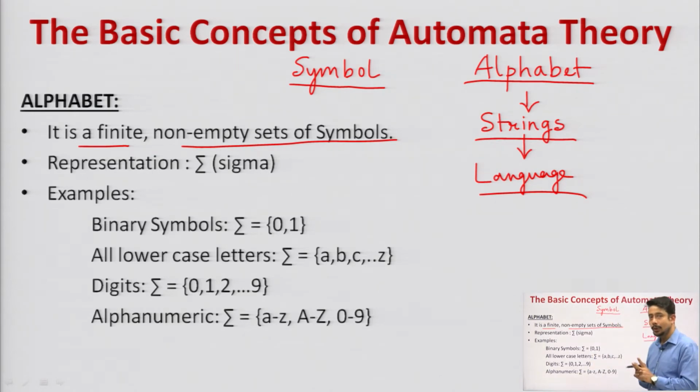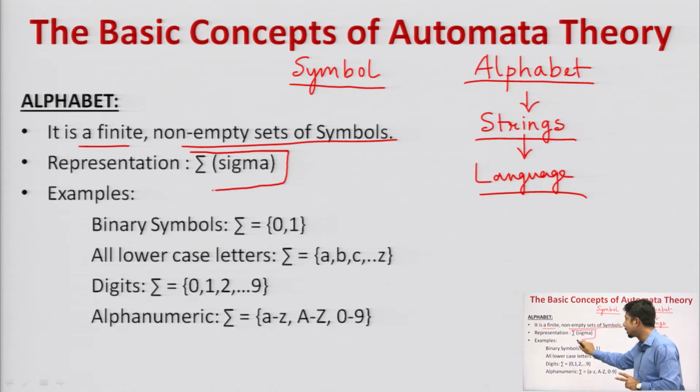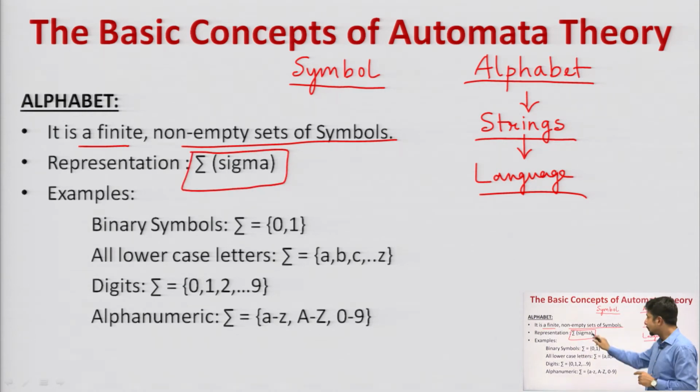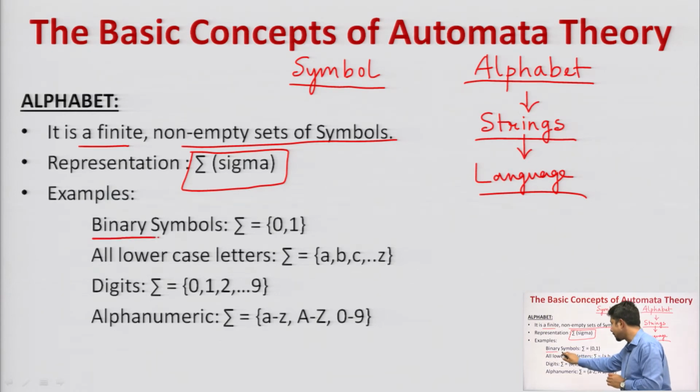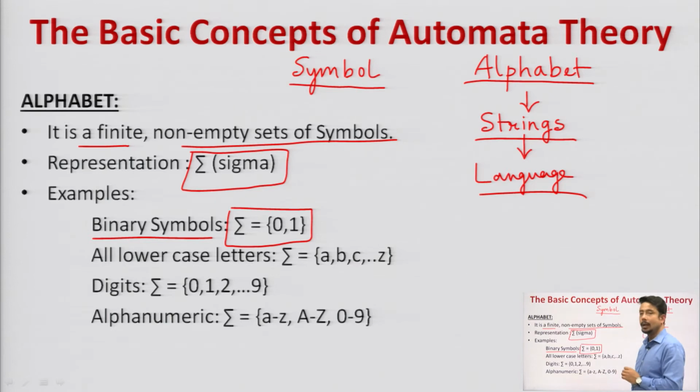Okay. If we look into the representations, alphabet is represented by sigma. Keep in mind, alphabet is represented by sigma. So, if we talk about any symbol, say suppose we talk about binary symbols, these are the examples, then we can write it like this. Alphabet is equal to {0, 1}. If we talk about any lowercase letters, then we can write it like this.